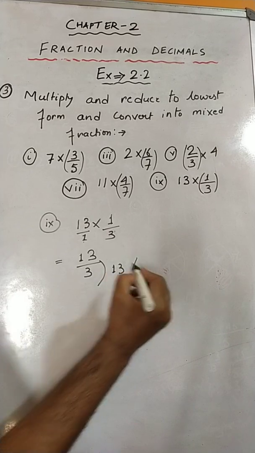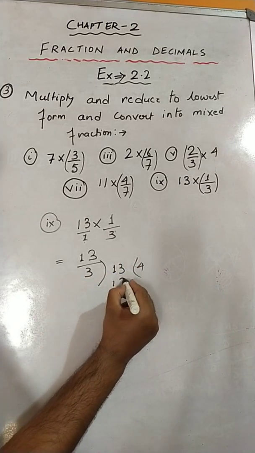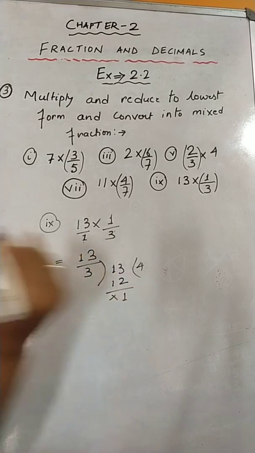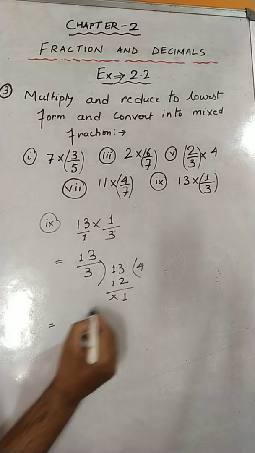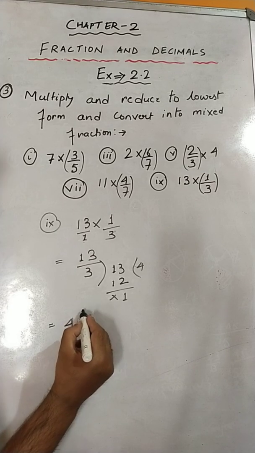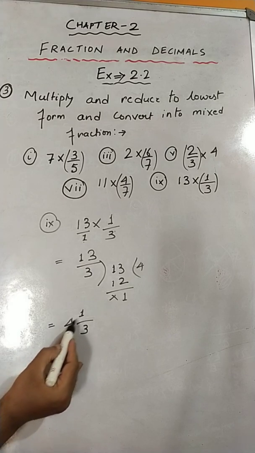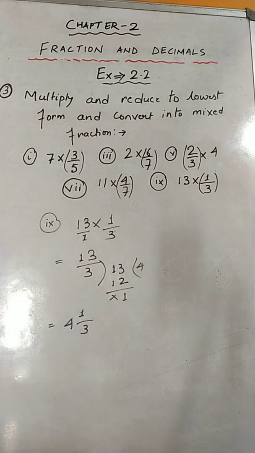For that we have to divide. So 3 4s are 12, because 3 5s are 15. So 3 4s are 12. The remainder will be 1. So your required answer, that is quotient, here you have to write what? Yes, remainder, and here we have to write the divisor. So 4 1 by 3 is the required answer of question number 9.